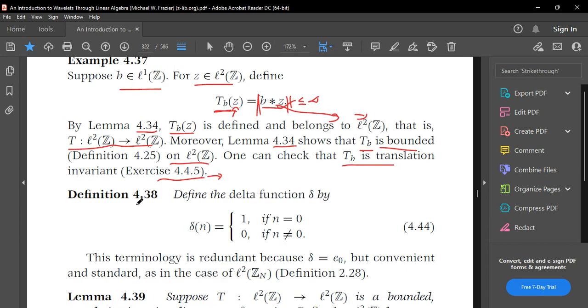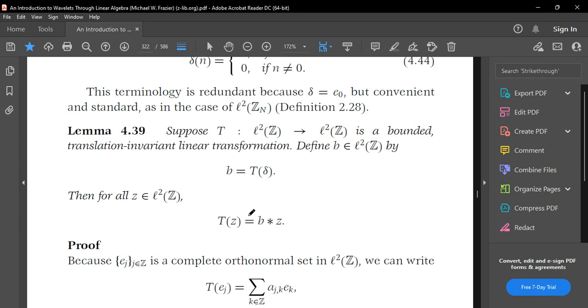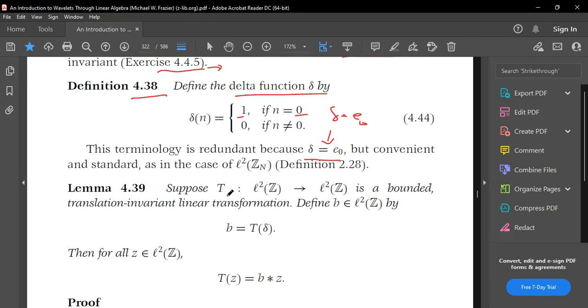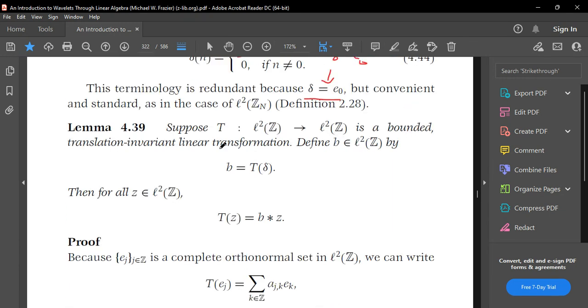Next we have definition 4.38. We define the delta function, delta, as we have earlier defined for n equal to 0. This whole delta will be equal to E naught. We have earlier seen that delta is equal to E naught.